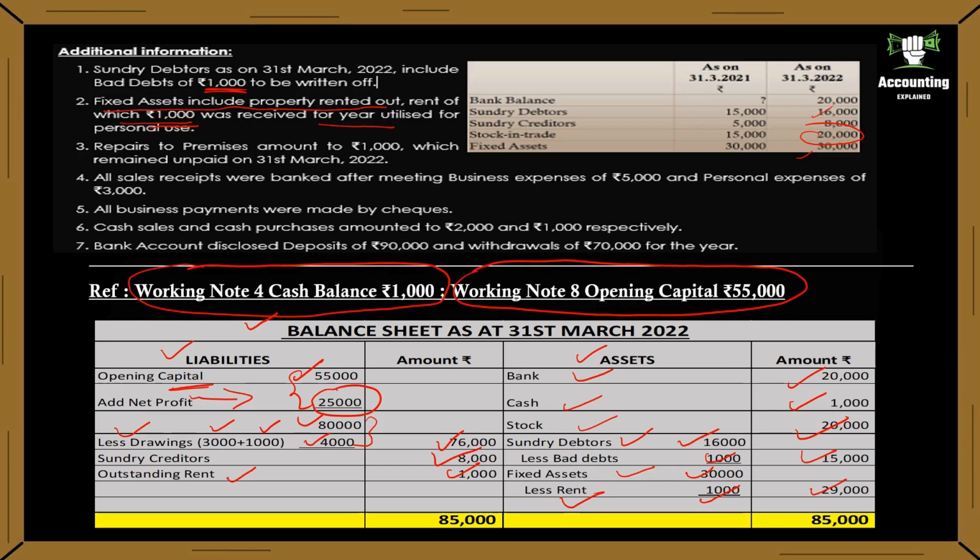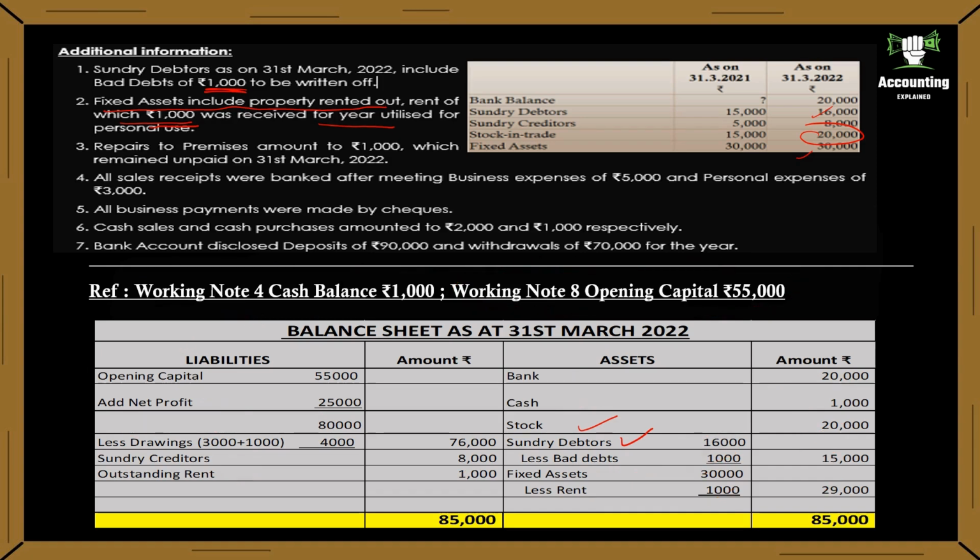Now we are going to add the liability side and the asset side. Okay. When you add the asset side fully, you get the total as 85,000. Again, if you add the liability side fully, you get the total as 85,000. Both the assets and the liabilities tally. So our answer is also correct and this question is solved.